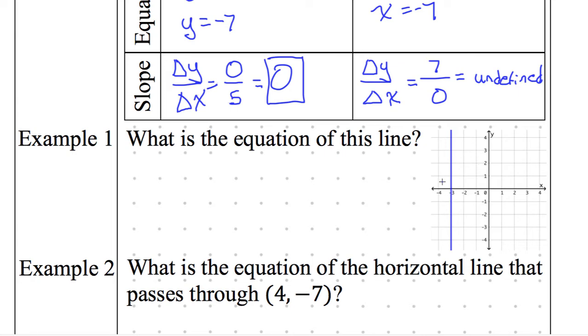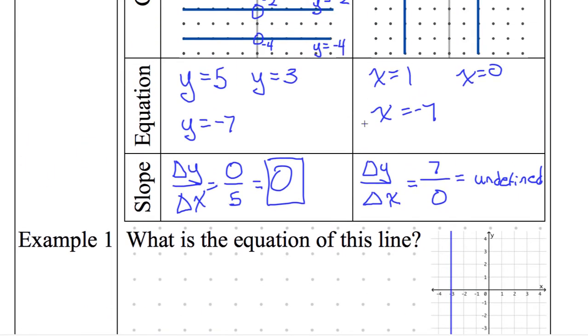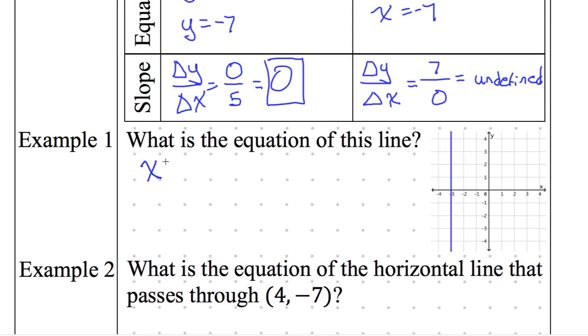So the equation, is it going to have an x or a y? Well, the equation for a vertical line has an x in it. So it's going to say x equals, okay, and now I need to say, well, what is the point that it goes through? It goes through all of these -3s. So x is equal to -3. Final answer, box it.